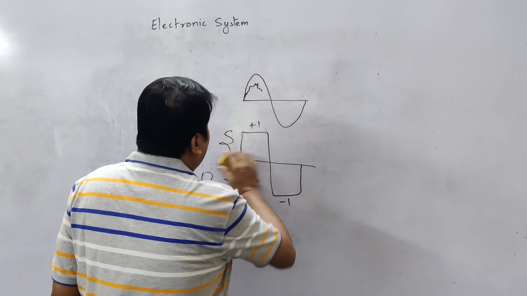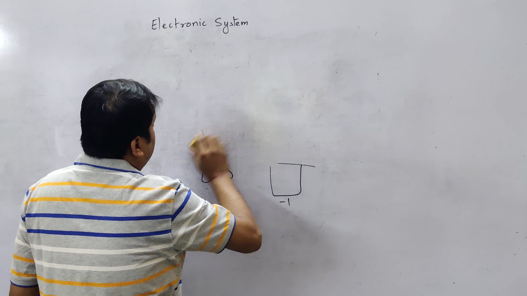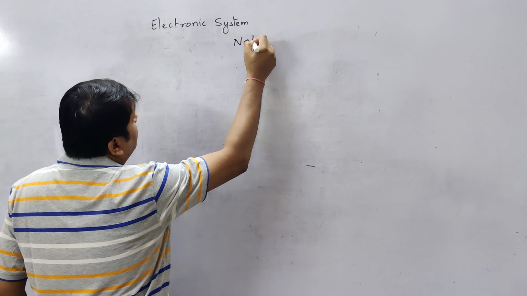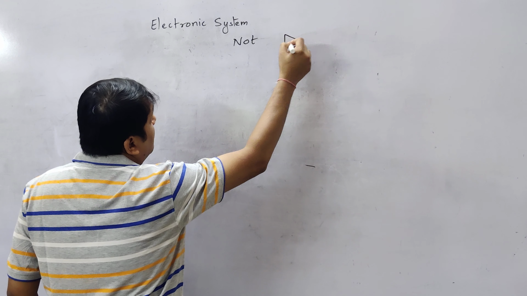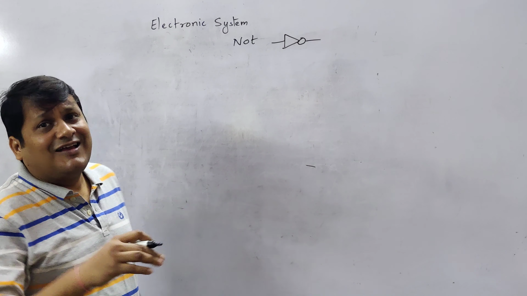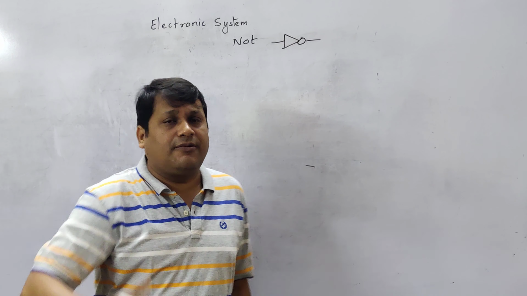What type of gates do you come across? We have formulated certain gates. The first gate is called the NOT gate, and the symbol is a triangle and a bubble here. This is called a NOT gate. NOT means negation, negative, ulta.